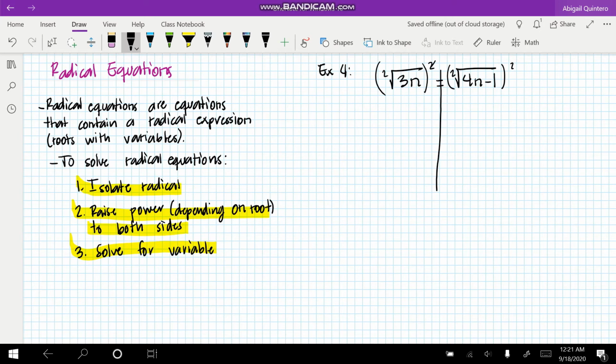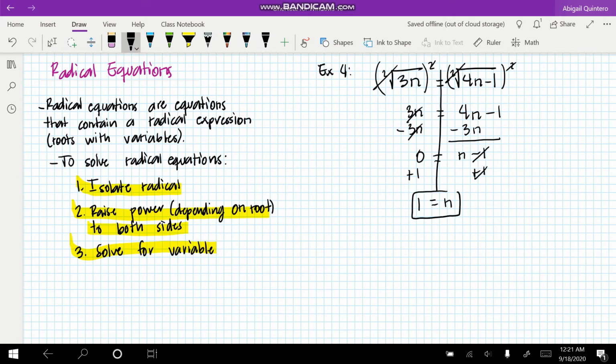So the square and the square root are going to cancel out, and we end up with 3n equals 4n minus 1. Now, I want the n's by themselves, so I'm going to move the 3n to where the 4n is. So minus 3n. Remember, we always move the term that has the smallest number with the variable. So we end up with 0 equals 4n minus 3n is 1n minus 1. I'm going to add 1 on both sides. So 1 equals n.